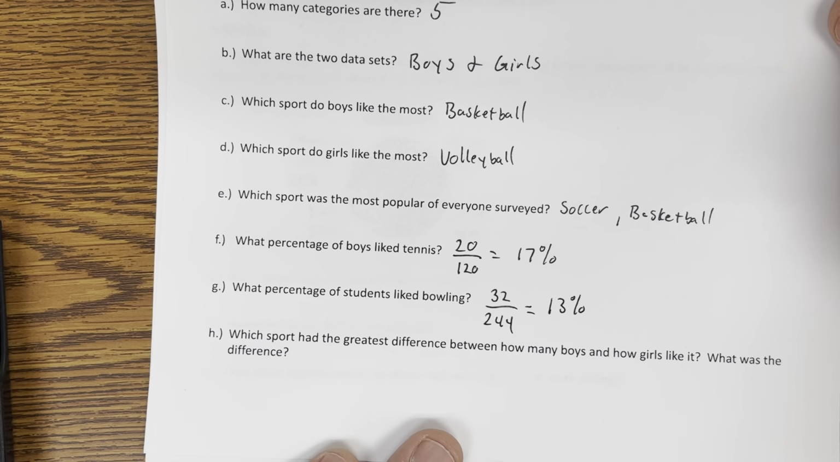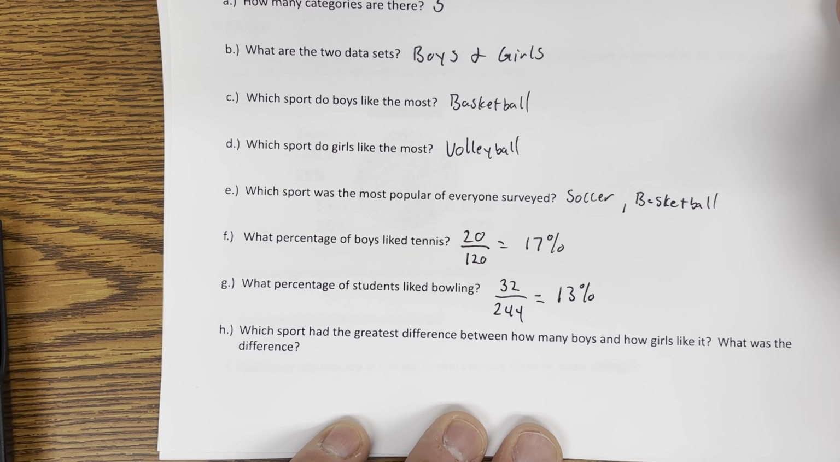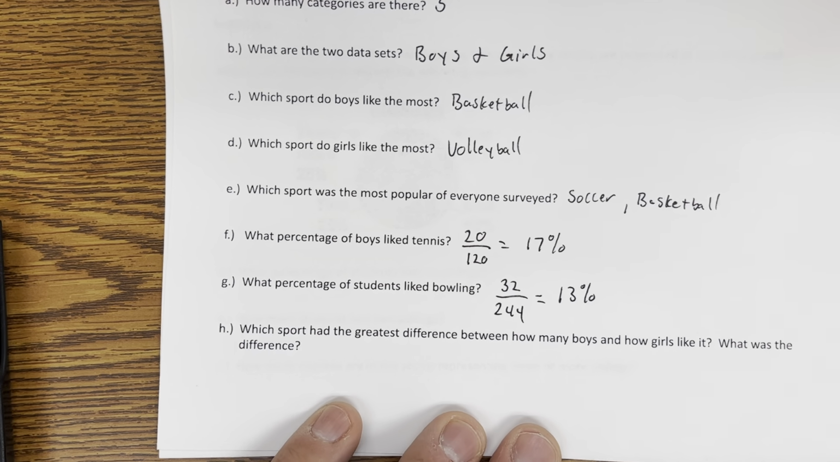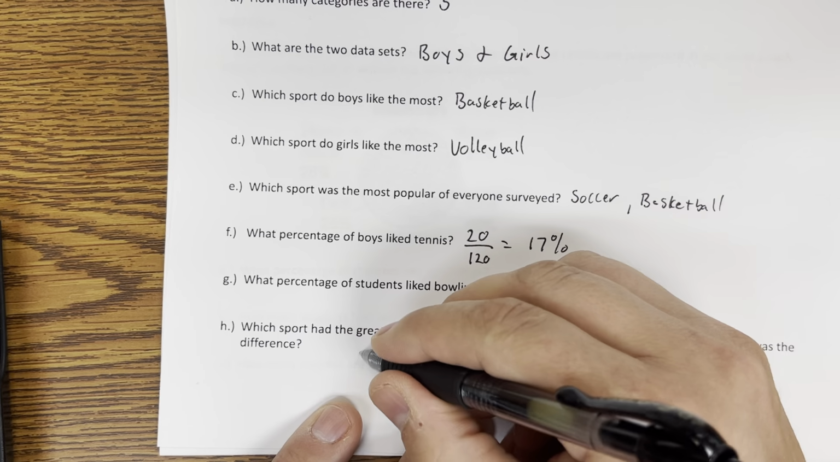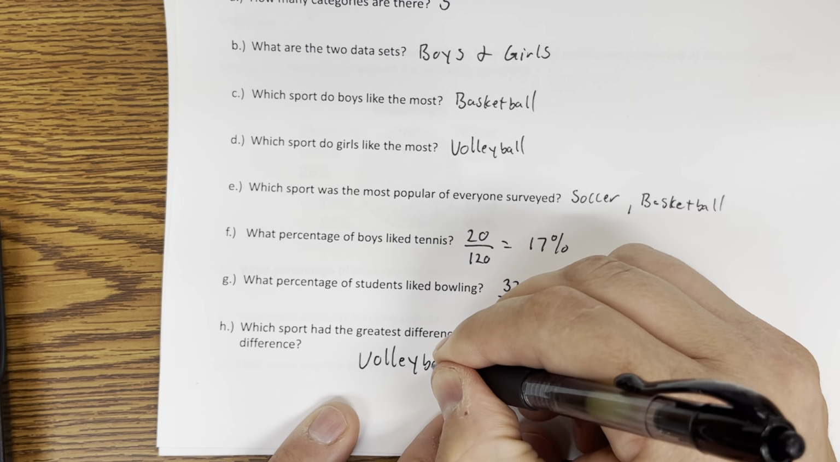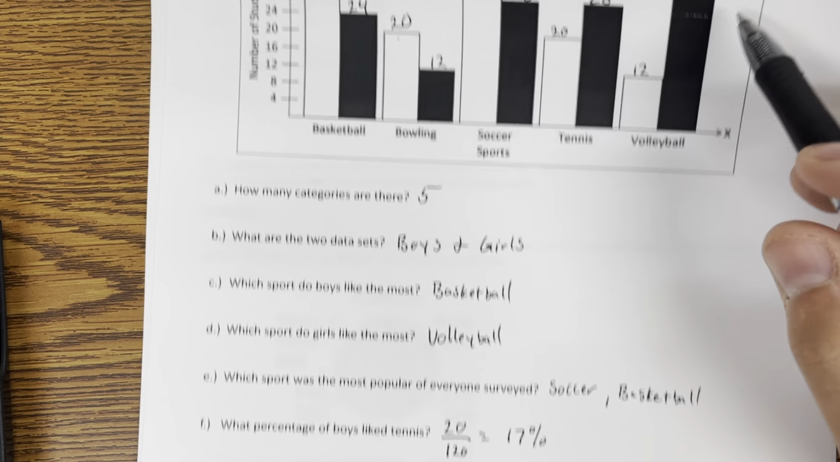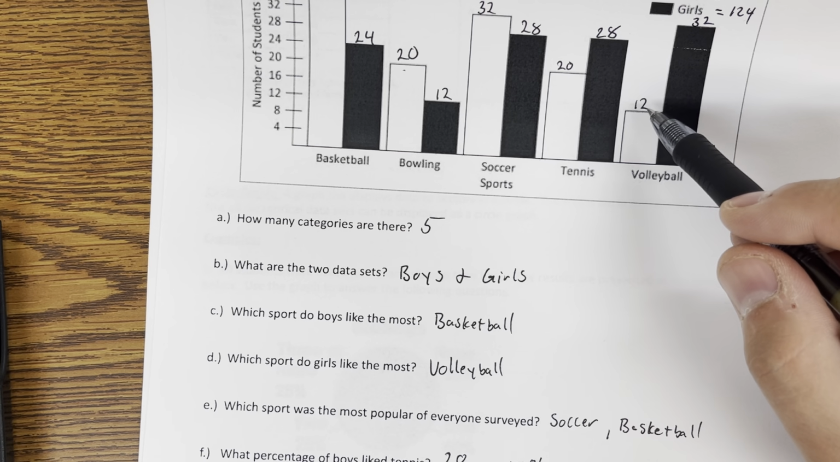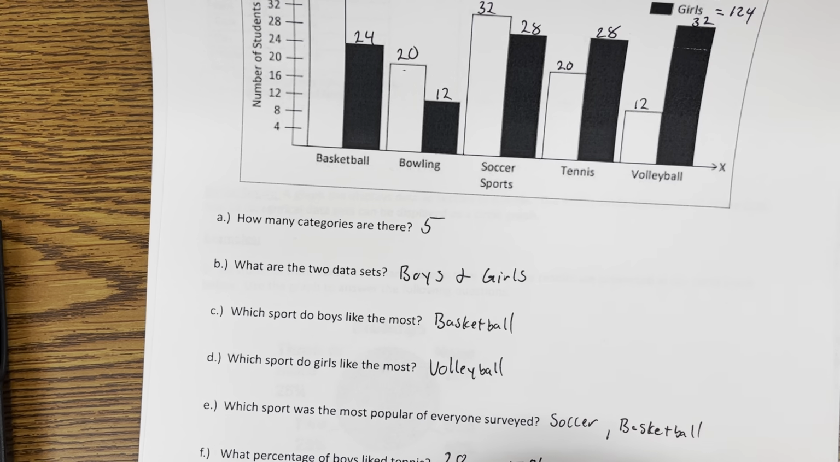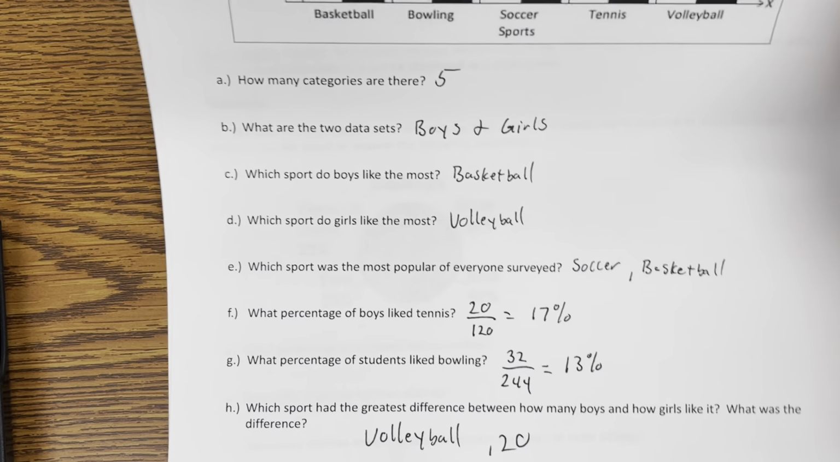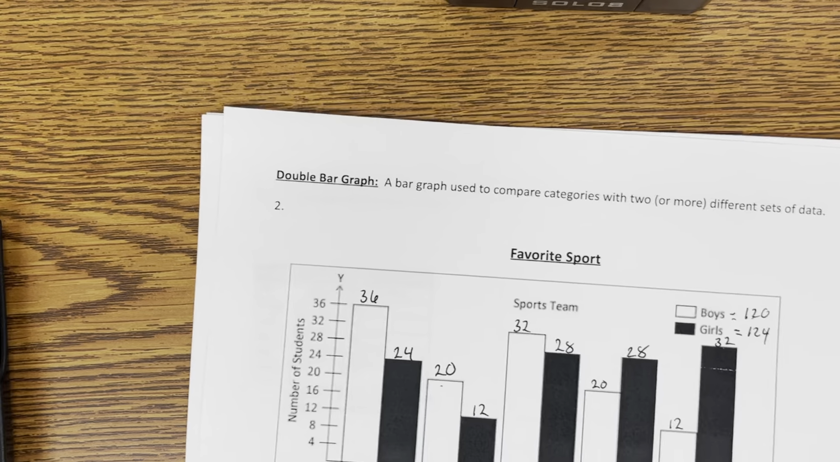And which sport had the greatest difference between how many boys like it and how many girls like it? That appears to definitely be volleyball, because we had 32 girls and 12 boys, so that's a difference of 20. So just using our graph to interpret the data.